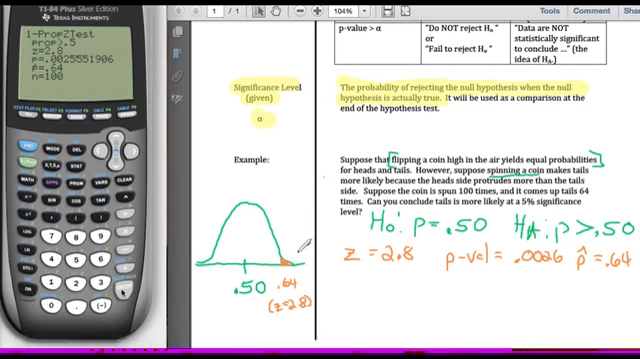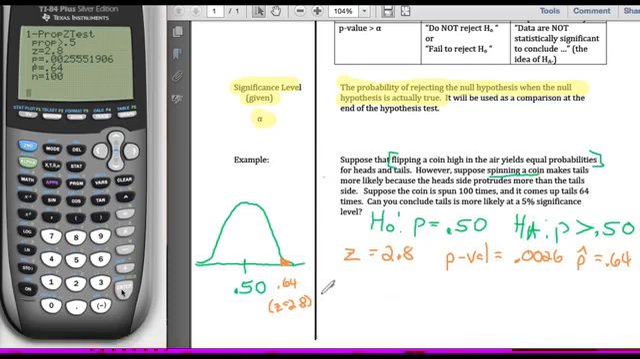The p-value is defined to be the probability of observing a sample as extreme or more extreme given the conditions of your hypothesis test. So what this is telling me is there's only a 0.0026 chance that I could observe a sample of 64% if the population is actually 50%. There's a very, very slim chance.